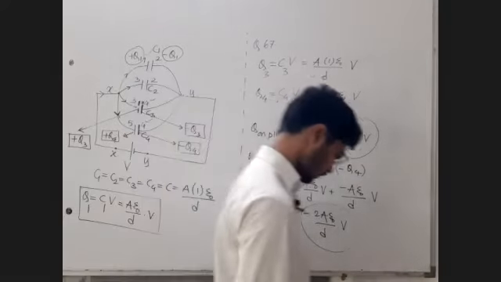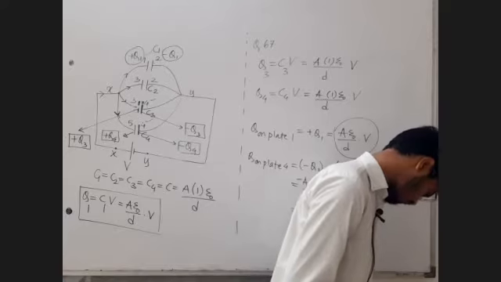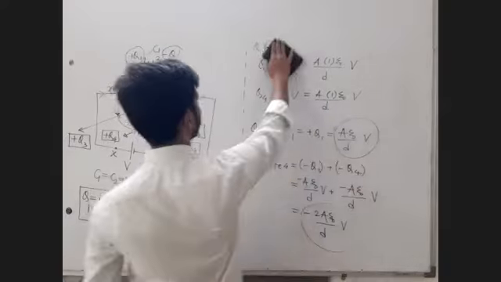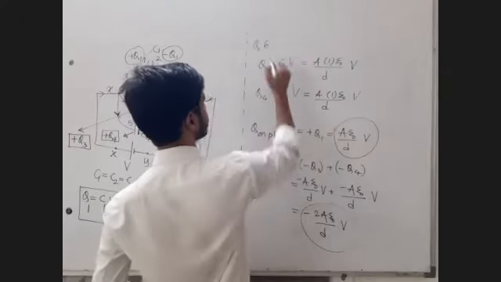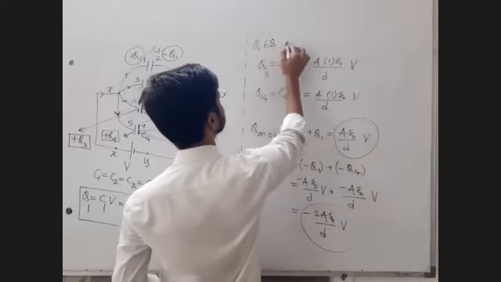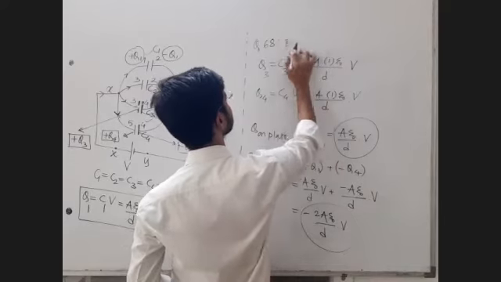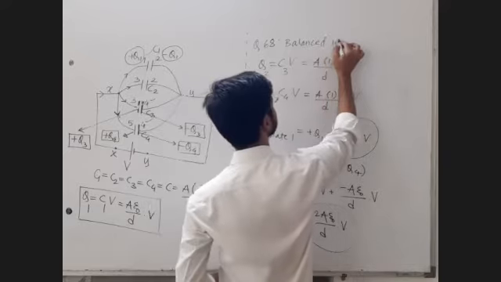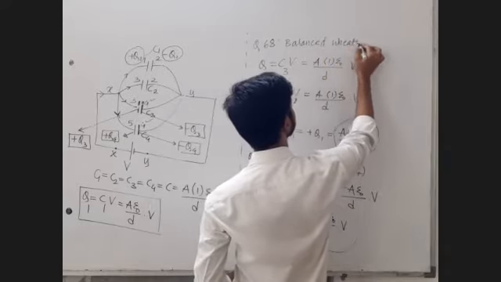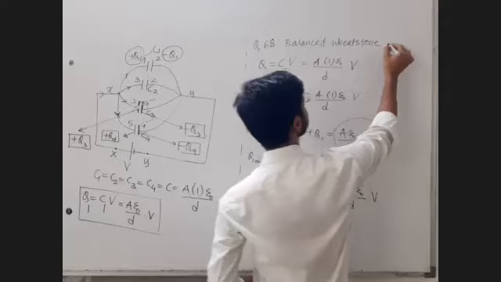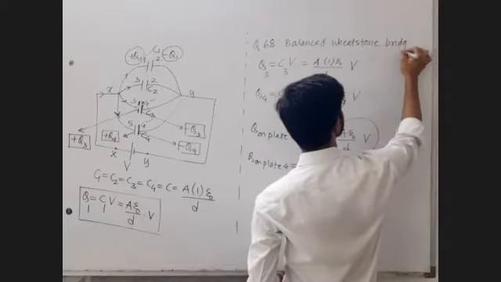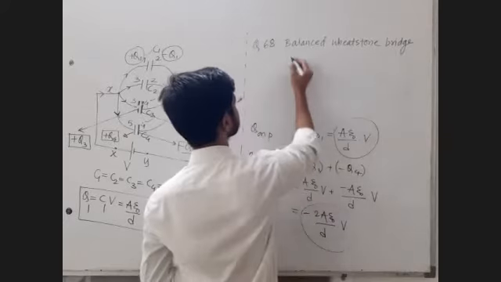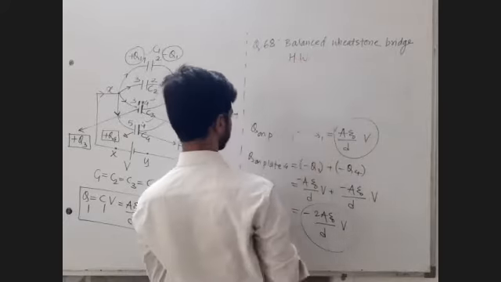Balanced Wheatstone bridge. You can find that out. Okay, on your own you can do that. Question 68. It's a balanced Wheatstone bridge. Now you know what the Wheatstone bridge is. That you can do as homework. Question number 68. Next.